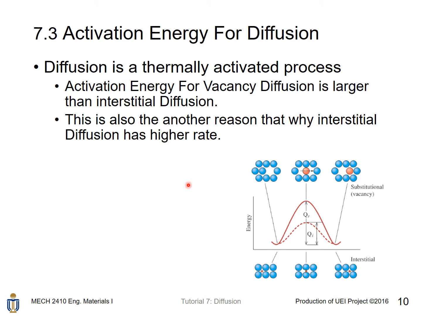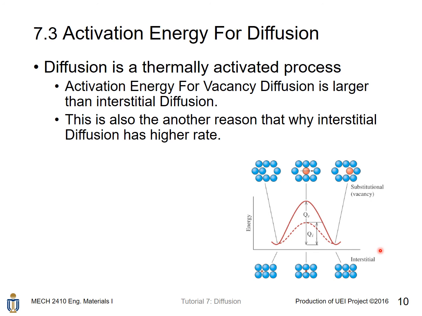Diffusion is a thermally activated process, and the activation energy for vacancy diffusion is larger than for interstitial diffusion. Basically, you can see from this picture here, which I took from the textbook. For substitutional diffusion, the atom is much larger and the energy required is higher. And for interstitial diffusion, the atoms are much smaller and the activation energy is smaller.